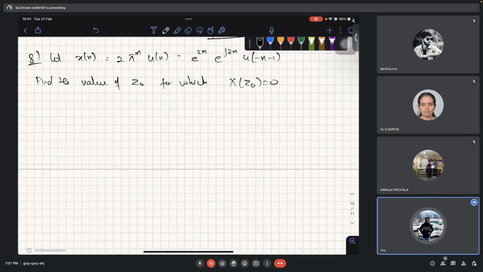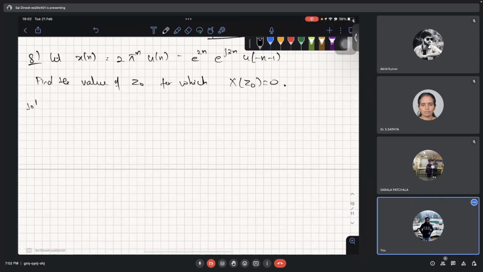Okay, so x of z naught equal to 0 means that it is a 0 of the system. So what we need to do is find x of z, that is the z transform of x of n, right? So we find x of z and then find the zeros and poles of x of z, and find the zeros of x of z basically, right?